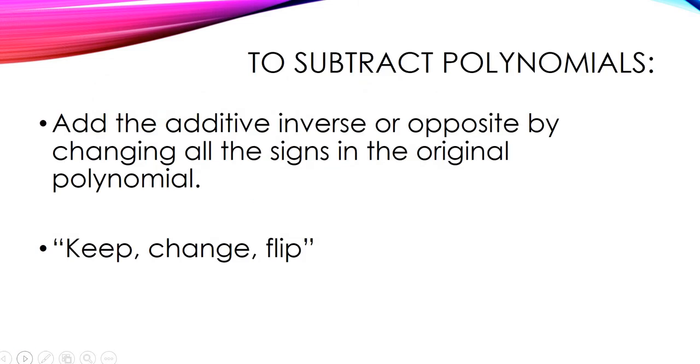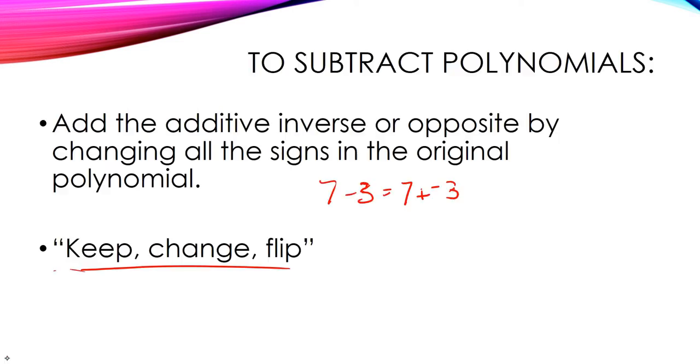All right, subtract polynomials. To subtract anything, we add the additive inverse, or opposite, by changing all the signs in the original polynomial. We'll talk about that in a second. So any time we subtract 7 minus 3, that's 7 plus a negative 3. We keep the first number, we change the symbol from negative to positive, and we flip the number afterwards. So I know you guys like to call that keep, change, flip.